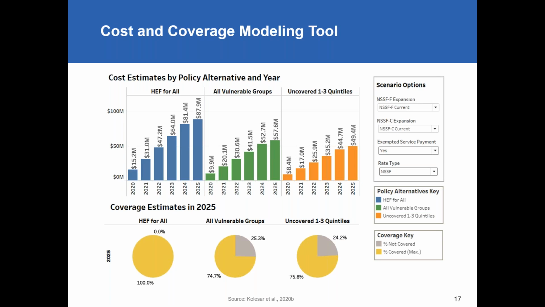To help answer questions about the cost of population coverage expansion, we developed a modeling tool to facilitate the simple interactive estimation for three policy alternatives: HEF for all vulnerable groups, and HEF for the uncovered first through third wealth quintiles. The tool enables a simultaneous adjustment for 4 scenario options. The first and second scenario options relate to the inclusion of dependents under the private employee scheme and the civil servant scheme. Dependent coverage under these schemes will reduce the overall pool of uncovered individuals, thus reducing costs associated with HEF expansion to the remaining uncovered groups.